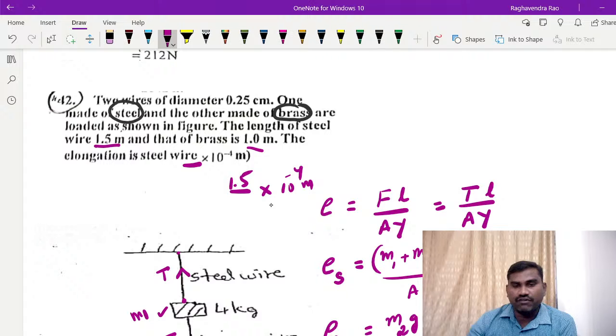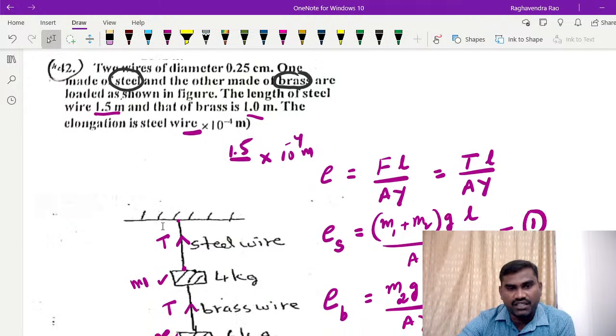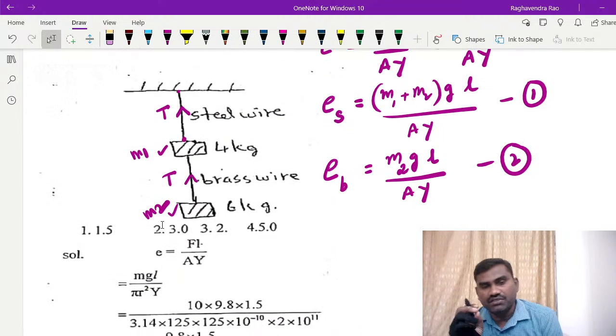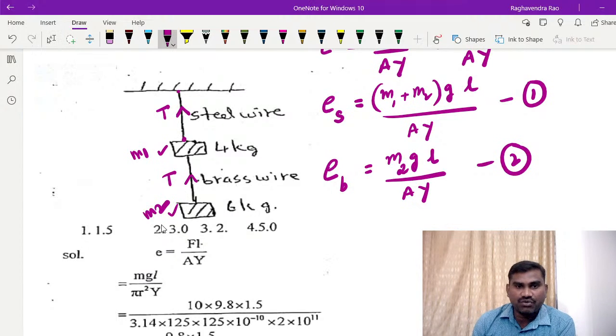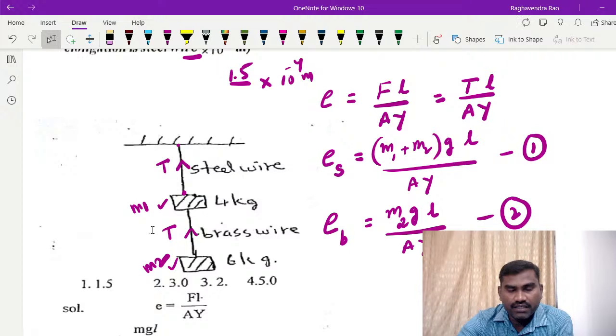Okay, so in the case of hanging wires like this, it is simple. Tension is nothing but the holding capacity of the wire. So the steel wire has to hold both the masses, while the brass wire has to hold only one mass, that is enough. Okay, that is the key point we need to consider for this numerical.